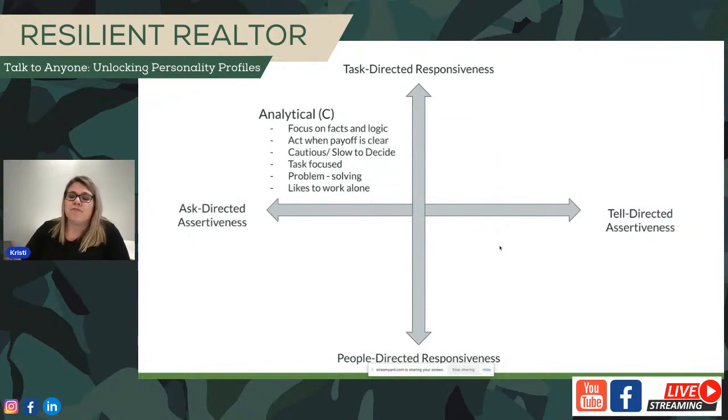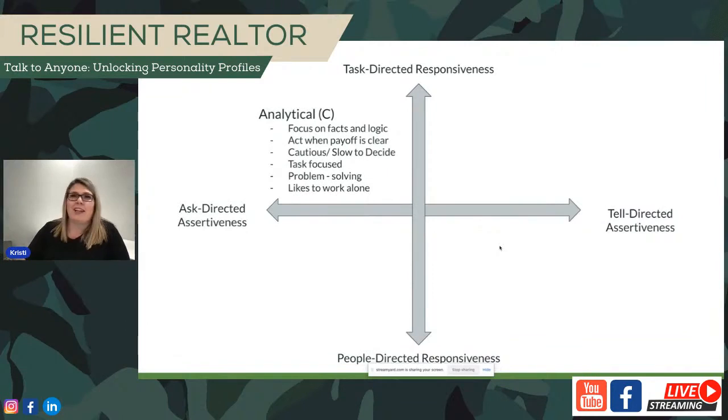In terms of how they like to work, they tend to like to work alone, right? Because they like the autonomy. They like to be in charge, but it's also because it's what's controllable. I can't control someone else in my group, and that can be uncomfortable, and they don't like to be uncomfortable. So that's just a little bit of the analytical.